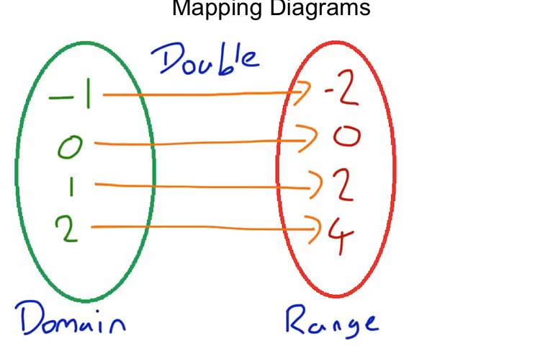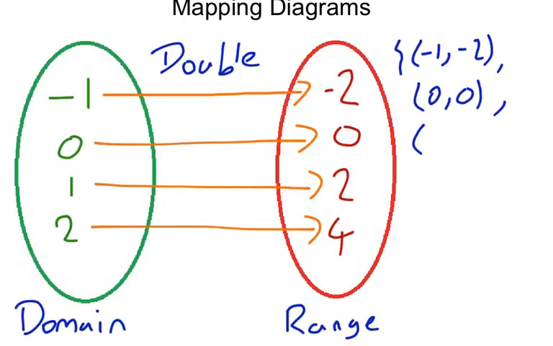There are other ways we can write this. In particular, we can write it as a set of ordered pairs. So it's a set, so we have to use squiggly brackets, and each pair we have -1 goes to -2. Next pair is 0, 0. Next pair is 1, 2, and the final pair is 2, 4. Close our set. So that's another way we could write this mapping, is as a list of ordered pairs.